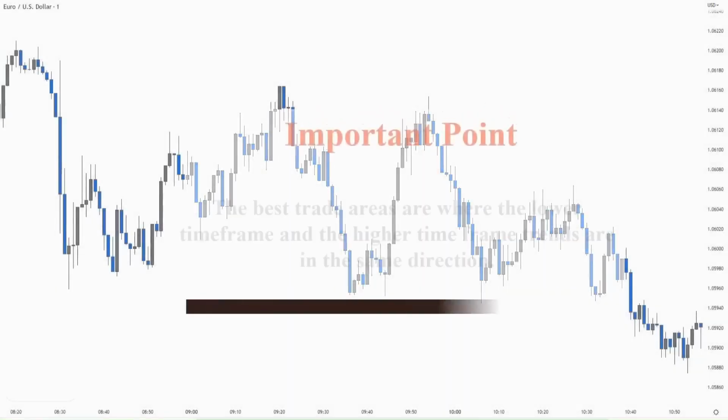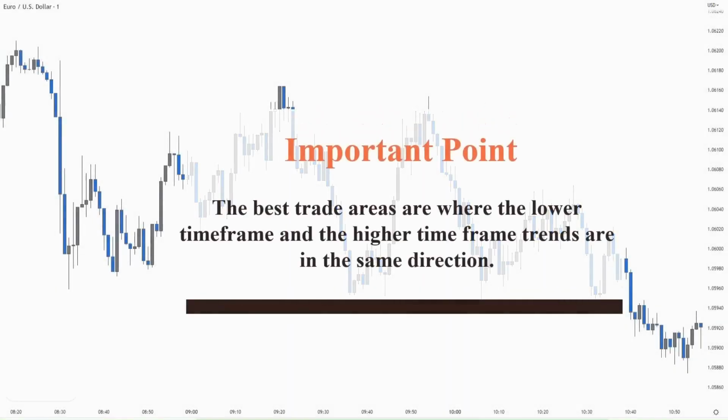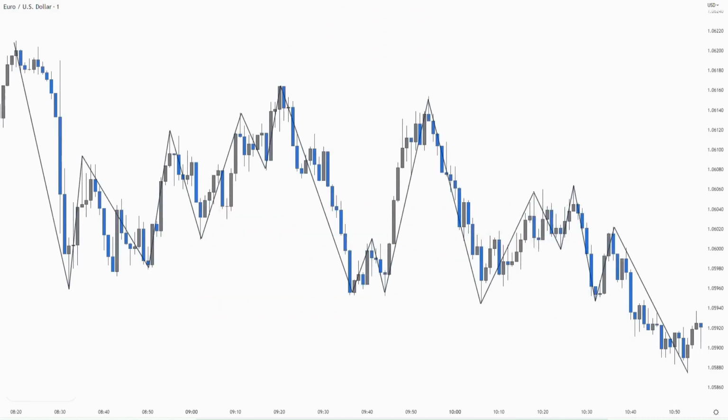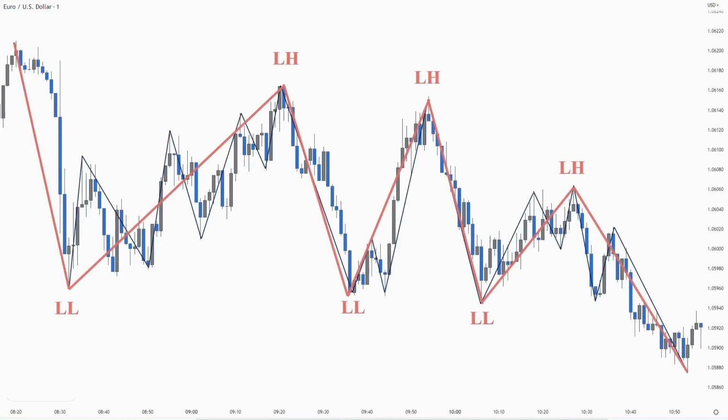So here is an important point. The best trade areas are where the lower time frame and the higher time frame are in the same direction. Here in the EURUSD 1-minute chart, these are the impulsive and corrective moves that we see. But if we zoom out to the 5 minutes, we only see this one. So in the areas where 1 minute and 5 minutes are in the same direction, trading will make more sense.